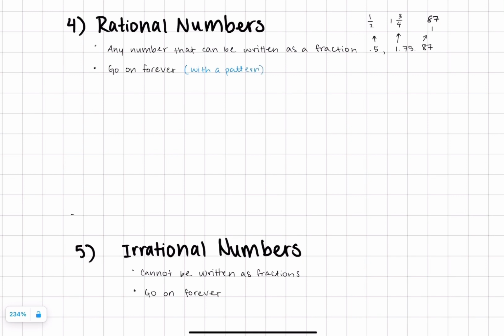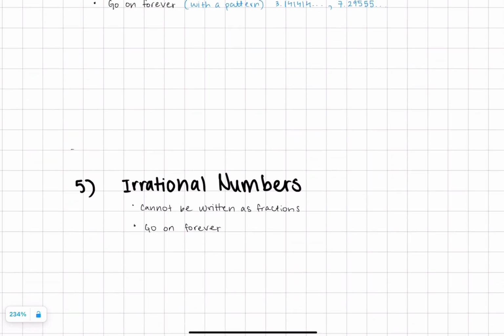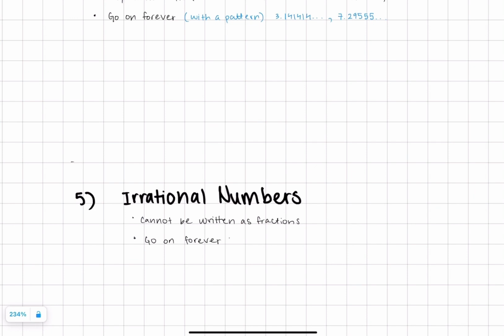So it would be in something like 3.141414. So you could tell the pattern 14 repeats itself. Or it could be something like 7.29555. So you can obviously tell the number 5 repeats itself. General rule, include the pattern at least 3 times, and then include the 3 dots to indicate this. And irrational numbers go on forever without a pattern.